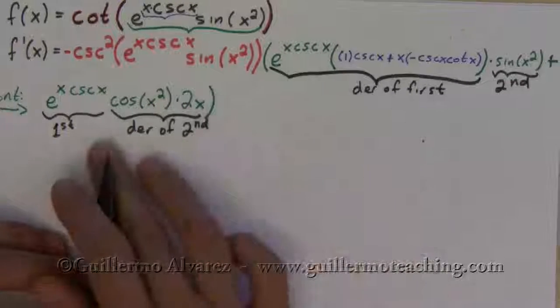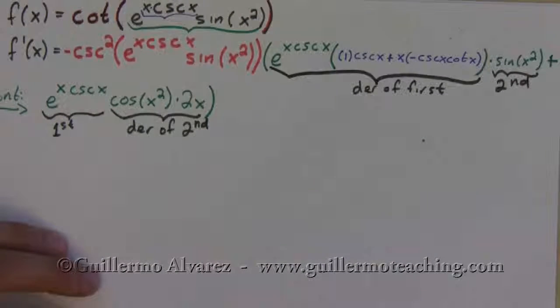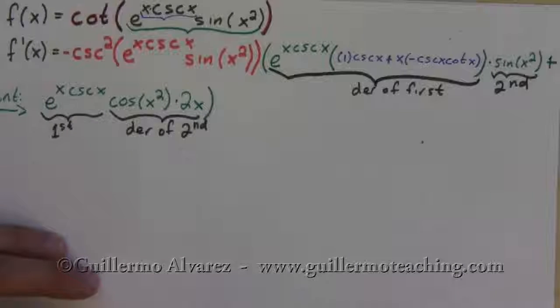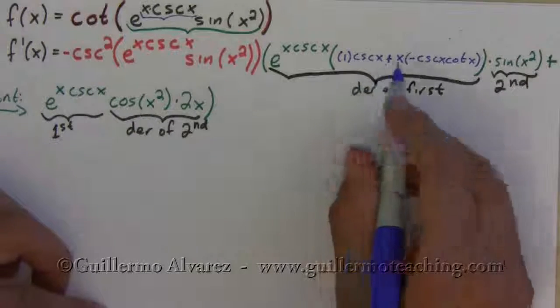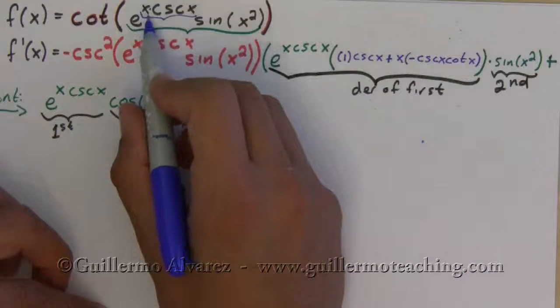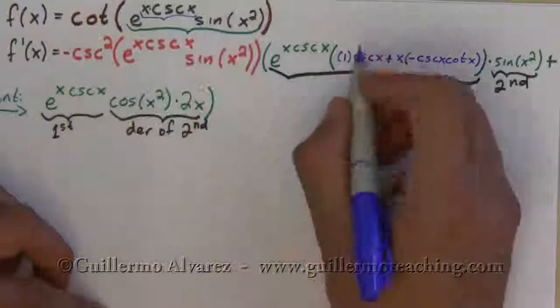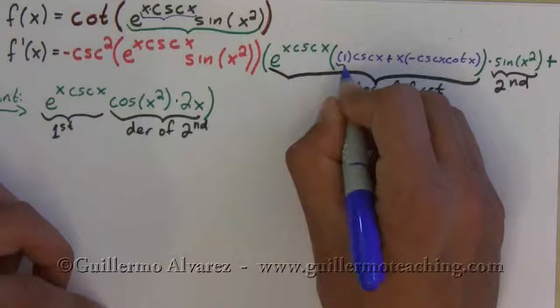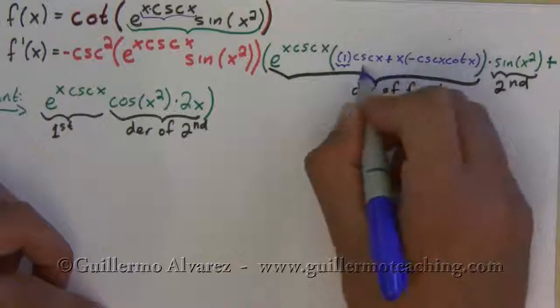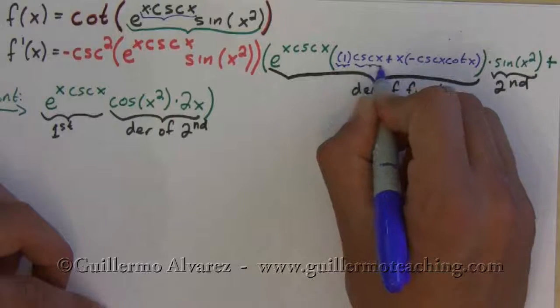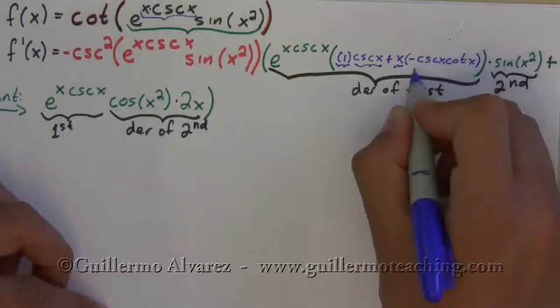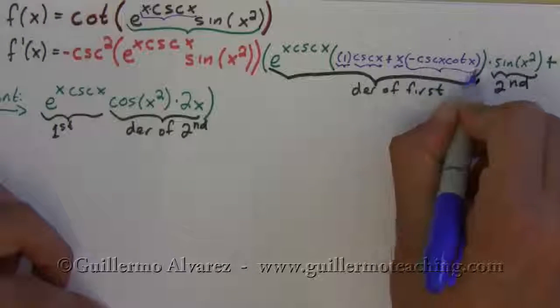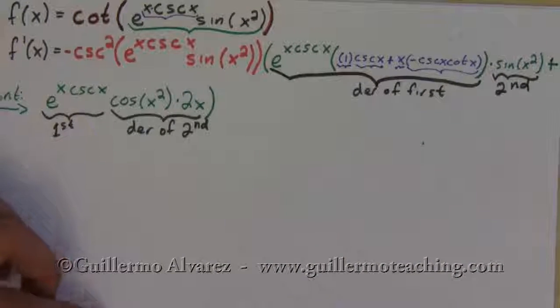So this should all be on one line. And also note that when we did this little blue section, that was because of the chain rule. We had to do the product rule up here. So this is the derivative of the first times the second, leaving it alone, plus the first, leaving it alone, times the derivative of the second. And that's where that comes from.